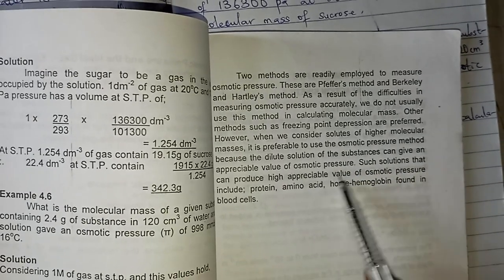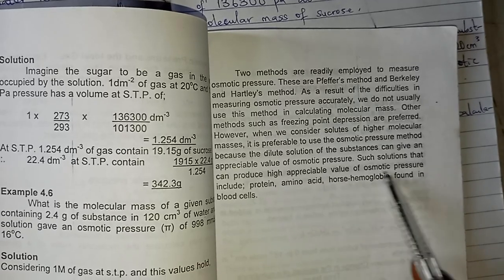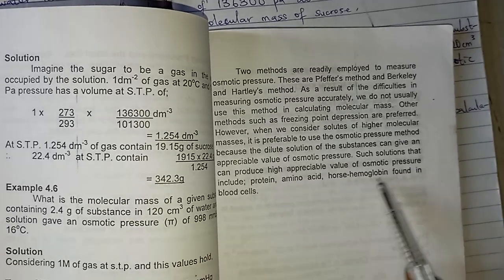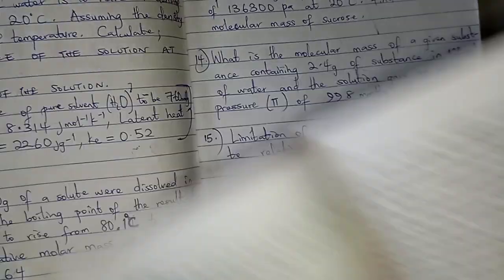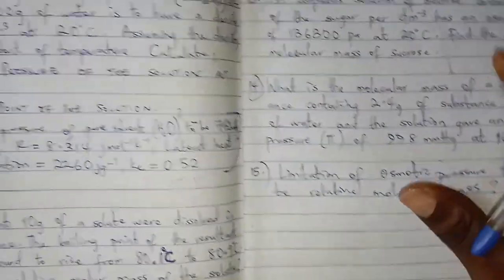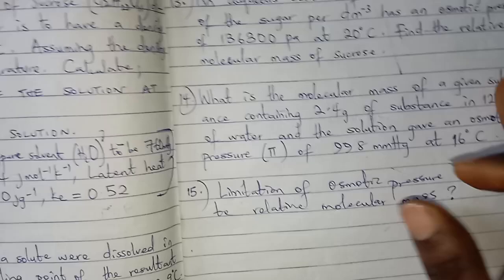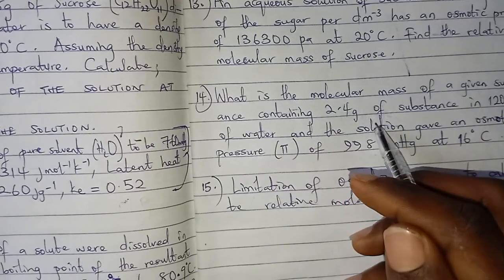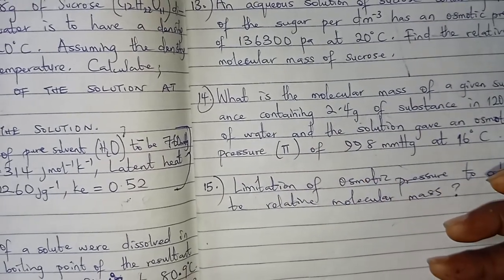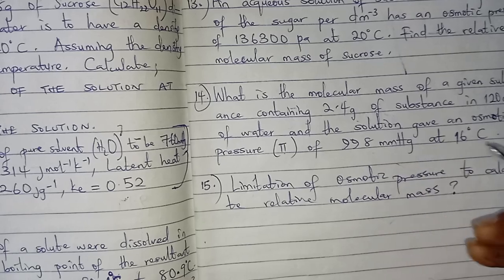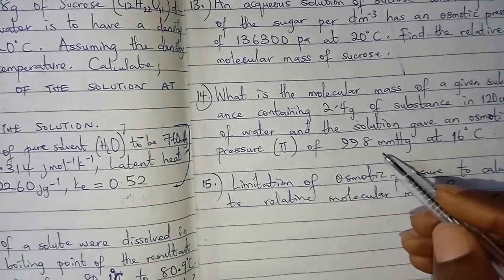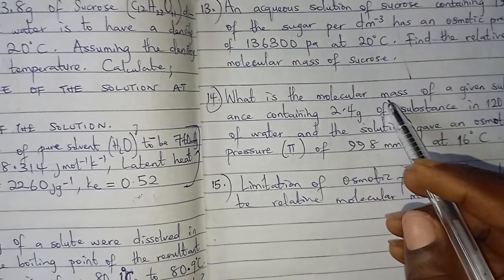Such solutions that can produce an appreciable value of osmotic pressure include proteins, as found in blood cells. So if I know this, they said, what is the molecular mass of a given substance containing 2.4 grams of substance in 120 centimeter cube of water, and the solution gives an osmotic pressure of 998? So they're asking us to find molecular mass.